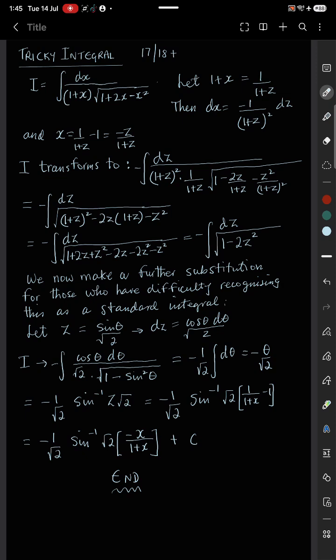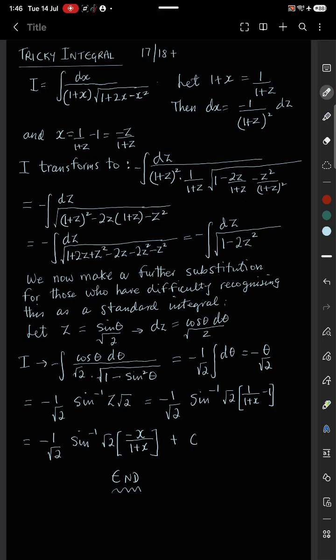And that in turn translates to minus 1 dz over square root of 1 plus z all squared minus 2z(1 plus z) minus z squared, which then becomes minus the integral of 1 over the square root of 1 plus 2z plus z squared minus 2z minus 2z squared minus z squared, which finally comes down to minus the integral with respect to z of 1 over square root of 1 minus 2z squared.